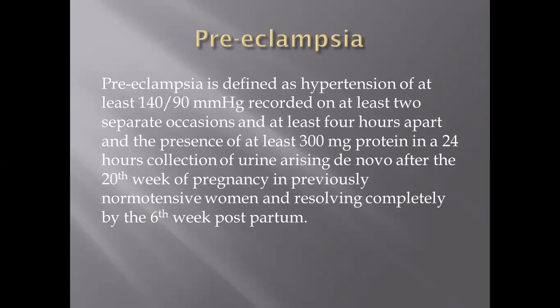It should be checked on at least two separate occasions, and these should be at least 4 hours apart. Third, the presence of protein in urine is a must for the diagnosis of preeclampsia. Fourth, it first arises after the 20th week of pregnancy. And fifth, it should resolve completely by 6 weeks postpartum. So if you check a patient's blood pressure after 6 weeks postpartum and it is high, that means this patient has chronic hypertension, but it was first diagnosed during pregnancy.